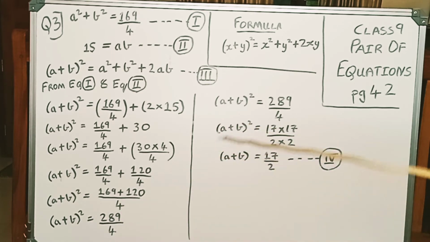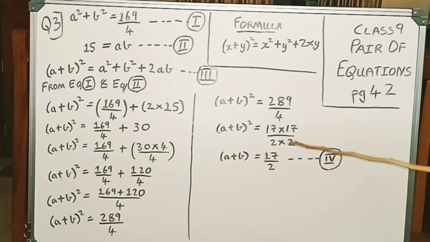This same thing I have written over here. (a plus b) the whole square is equal to 289 divided by 4. Now 289, if you see, it is 17 square. 17 into 17 you will get 289, and 2 into 2 you will get 4. So this is 17 square and this is 2 square. So here (a plus b) square is equal to 17 square divided by 2 square.